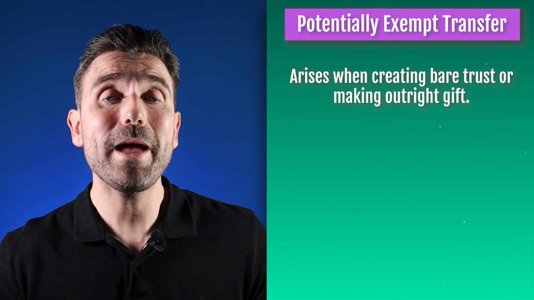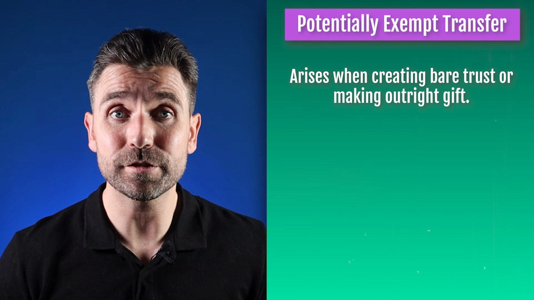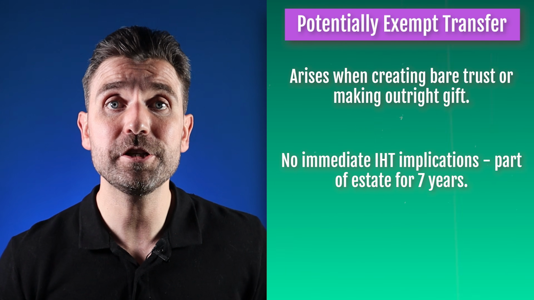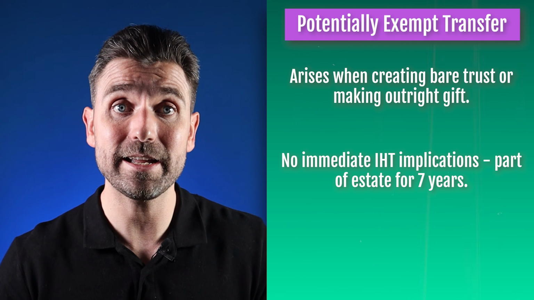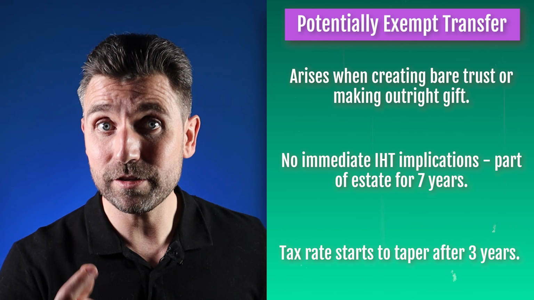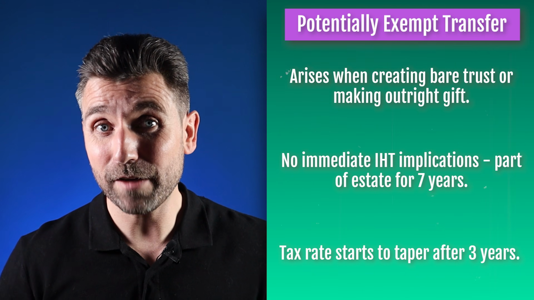A settlement into a bare trust or an outright gift is called a potentially exempt transfer, or PET for short. There are no immediate inheritance tax implications to making a PET, and it's still counted as part of your estate for 7 years before it becomes free of inheritance tax. But the amount of tax on the PET starts to reduce down from 40% after 3 years.